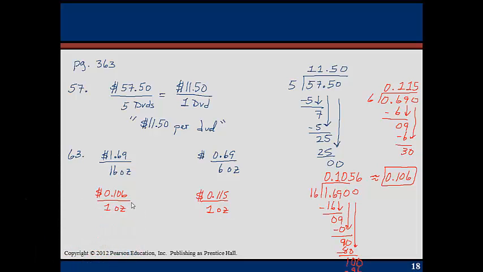So now which one has the better unit buy or the better buy? Look at your unit prices. Which is smaller? Is 0.106 or is 0.115 smaller? The answer should have been this one. Therefore, it is better to buy 16 ounces for $1.69.